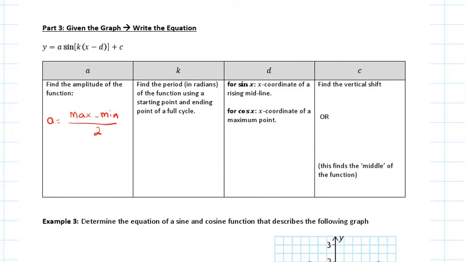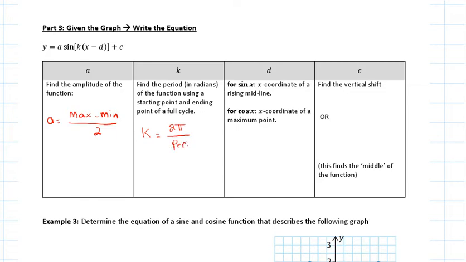So to find the A value, you just have to find the max, the min, subtract them and divide by 2. To find the K value, you're going to find the period in radians of the function using a starting point and end point of a full cycle. And then to find K, you're going to do 2 pi over the period, and that will give you K. So you're going to find your cycle.